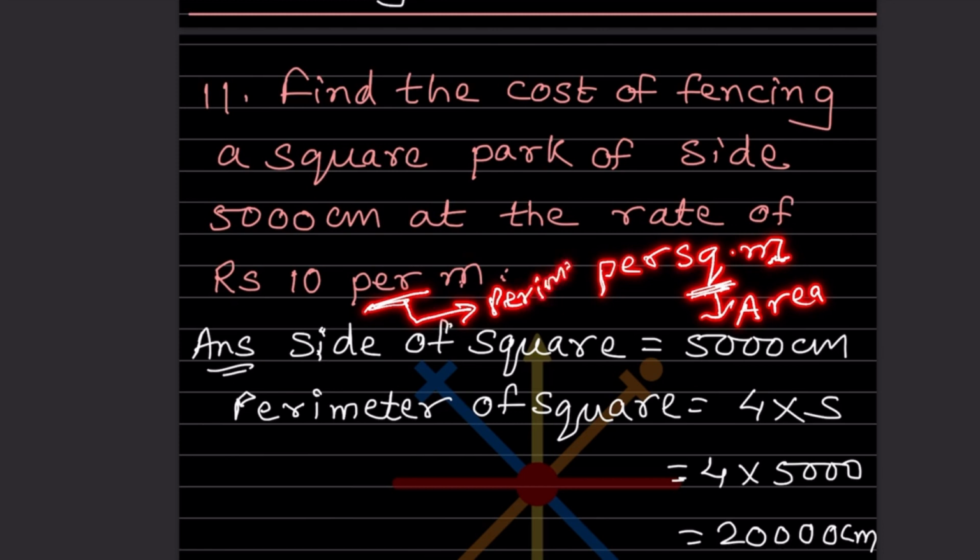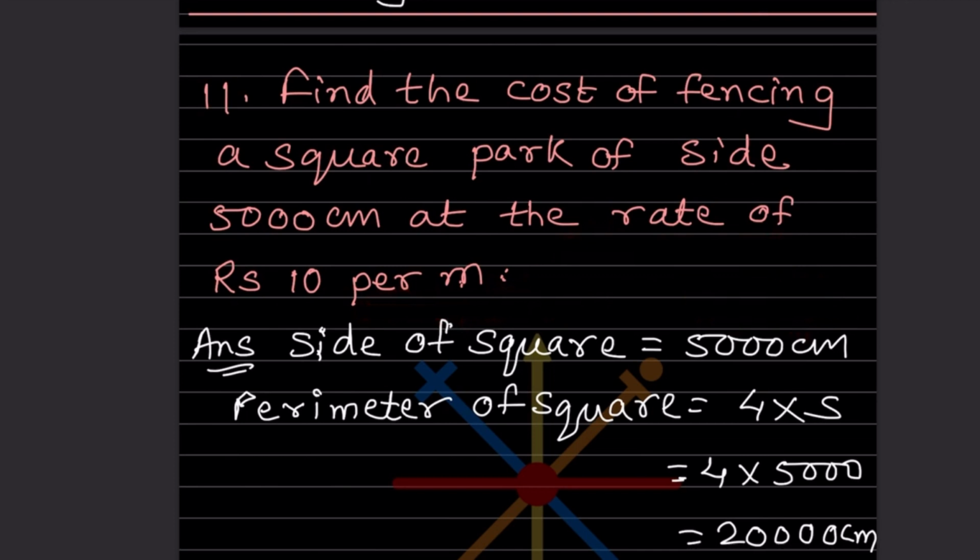Now look at the difference, because this is always a problem. Whenever there is just per, you have to find the perimeter, and whenever there is square, that should be area. Now what is given here? The side is given as 5000 centimeter, and the rate is given in meter. So let us convert this centimeter to meter. First, let us solve the problem as it is. First, let us find the perimeter of the square.